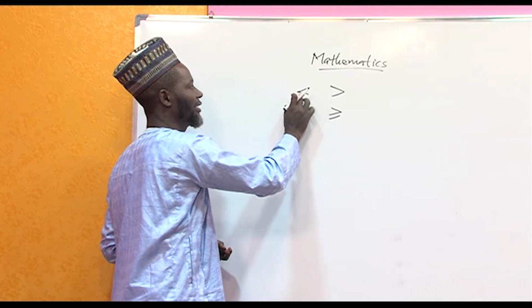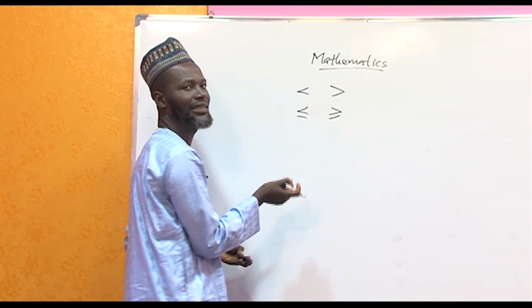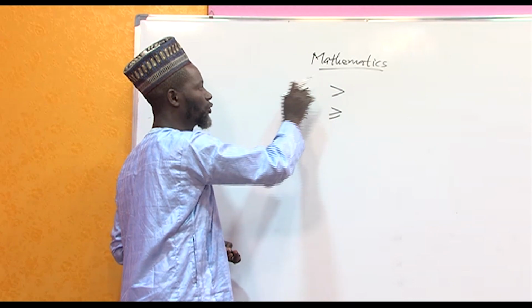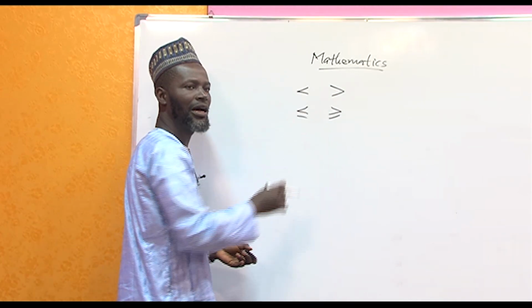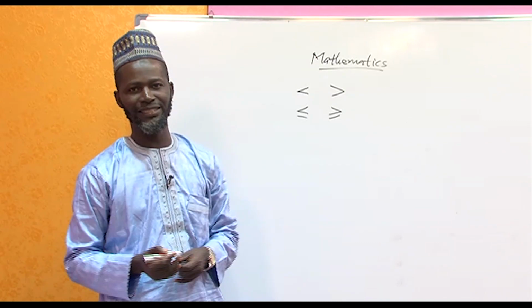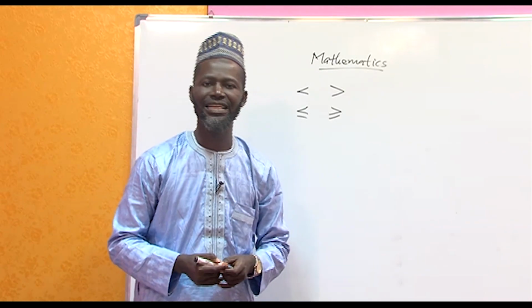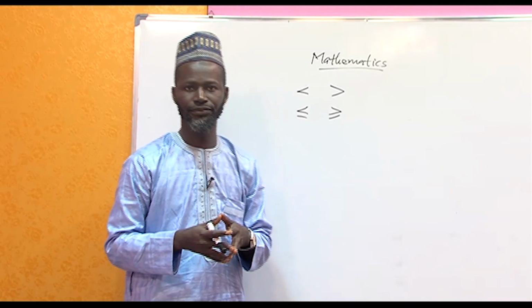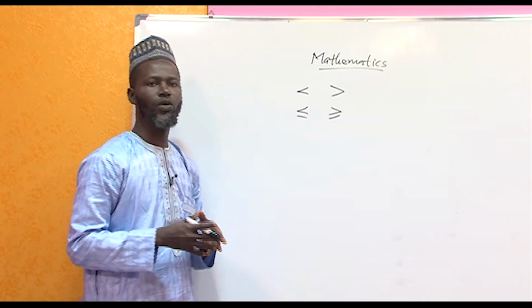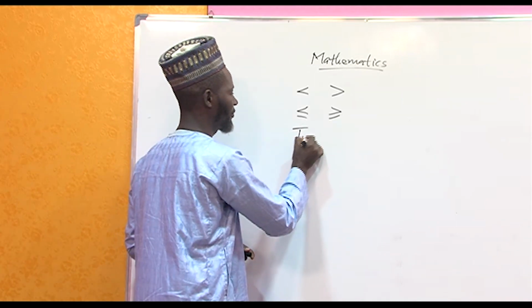And this less than can change to greater than. The greater than can also change to less than. Greater than or equal to can change to less than or equal to, and vice versa. And what are the conditions that can make the inequality sign change? The first condition is what we call turning event.